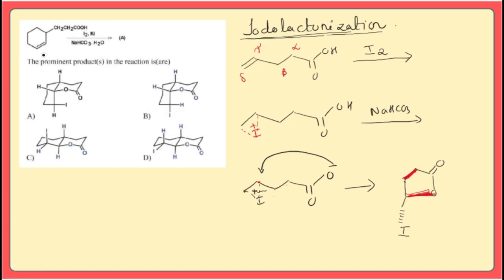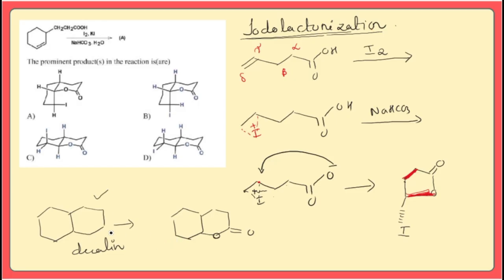And you see, already there is one cyclic structure. We are going to form one more cyclic structure. That means we'll end up with a bicyclic structure similar to decalin. So this is decalin, right? So instead of this, we are going to have something like this, a lactone. And remember, decalin can exhibit cis-trans isomerism. How so? That is what I am going to explain now.